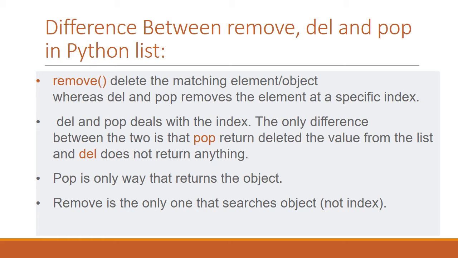The only difference between pop and del is that pop returns the value that it popped out of the list, whereas del does not return anything. Pop is the only way that we can return an object. Remove is the only one where we can actually specify a specific object.